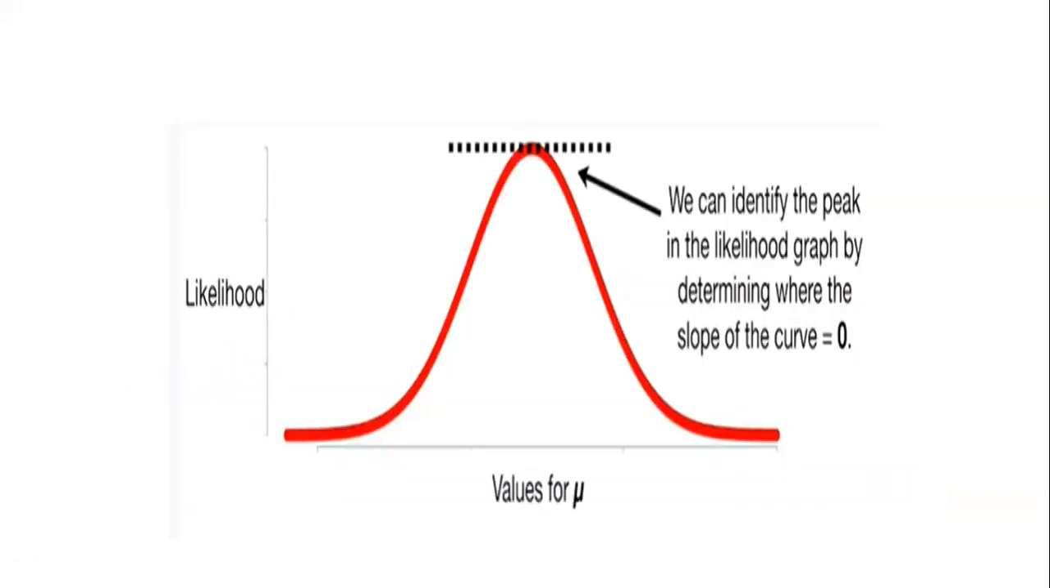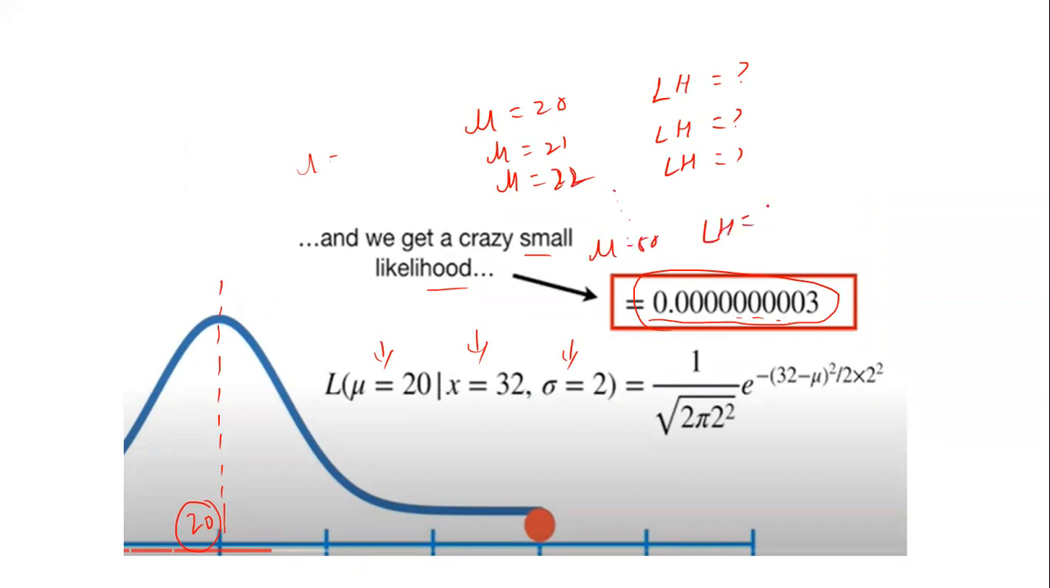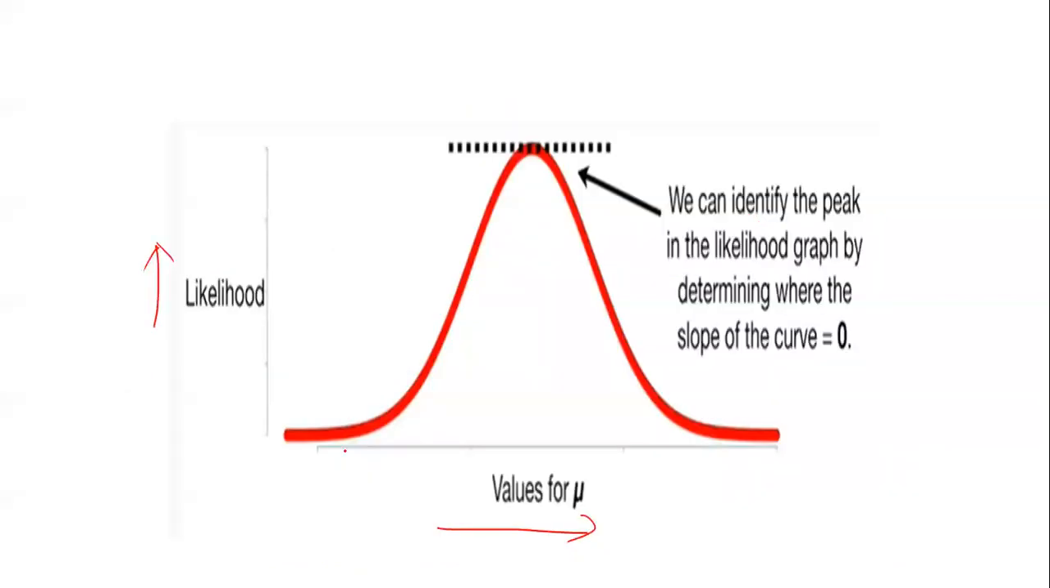To identify the highest likelihood value, you have to plot something like this. For different values of mu, you have to estimate the likelihood. Let us say we start with mu equal to 20 and calculate the likelihood, which I'm calling LH. Mu equal to 21, calculate the likelihood. Mu equal to 22, calculate the likelihood. So on and so forth, continuing up to say mu equal to 50. Now you get different values of likelihood and plot them as a graph.